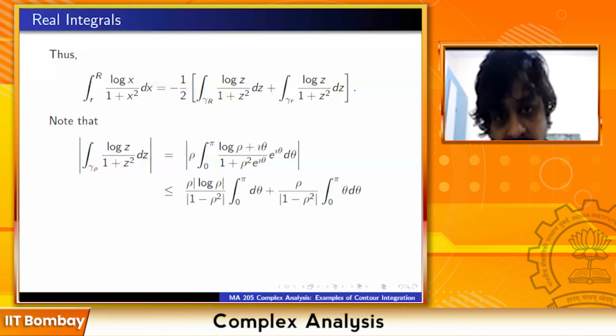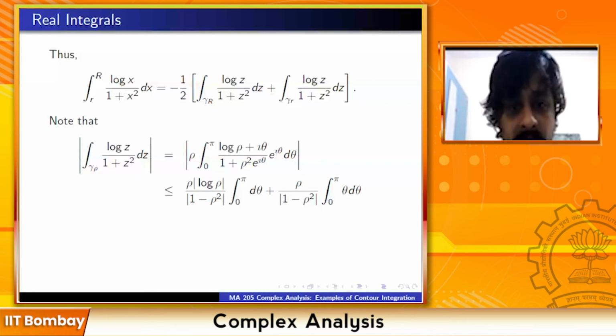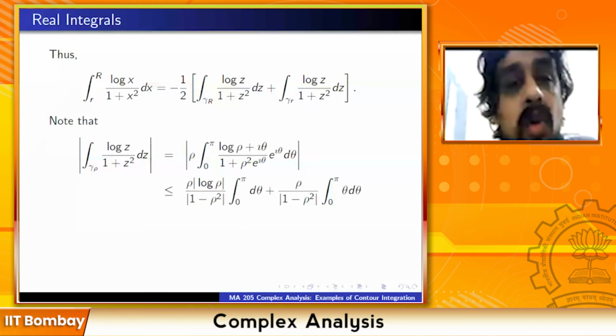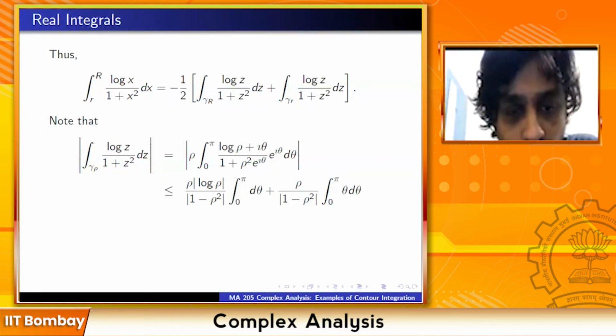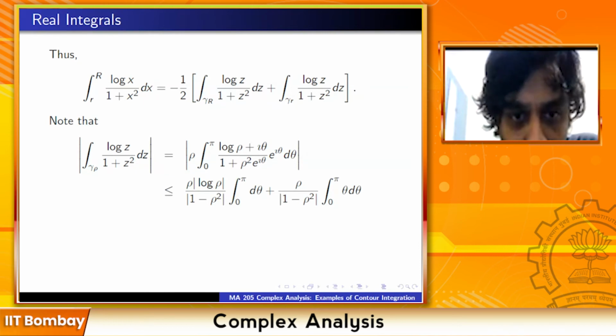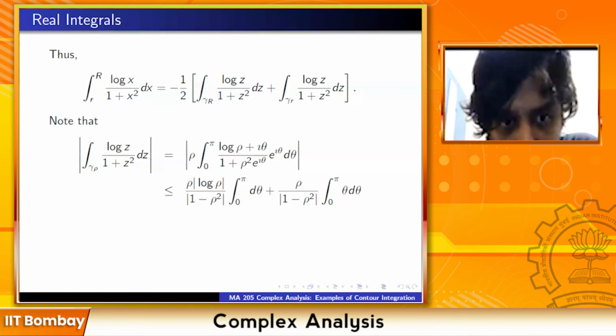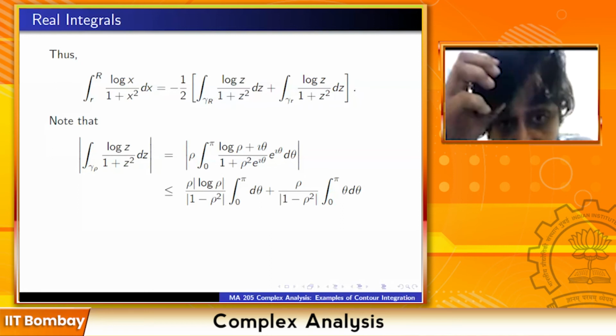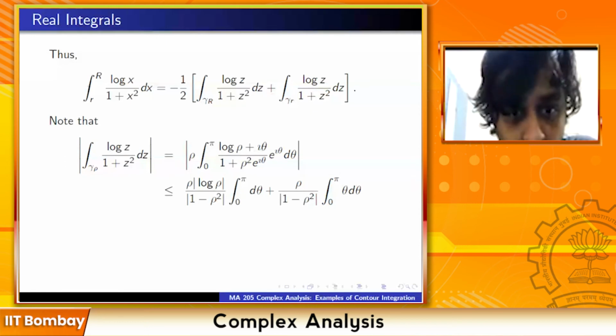So what will be the maximum? I want an upper bound for log rho upon 1 plus rho square e raised to 2i theta. Now 1 plus rho square e raised to 2i theta will be at its minimum for some theta. I have some numerator upon some denominator, and this will have the maximum possible value when the denominator is the minimum possible. The minimum value of the denominator is 1 minus rho square.